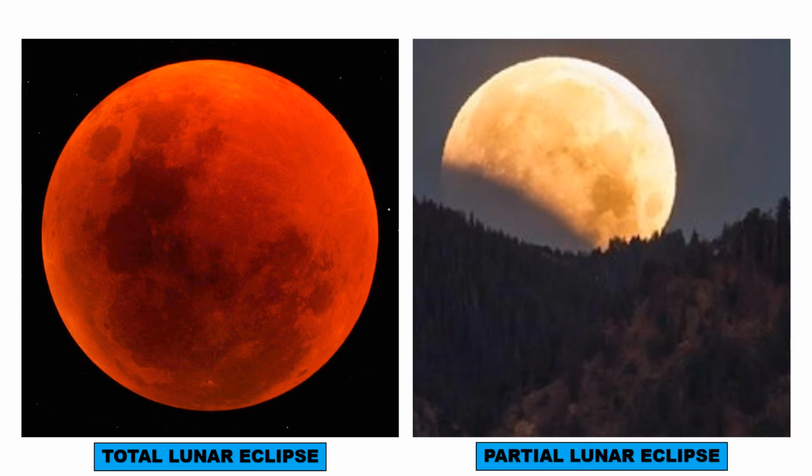A partial lunar eclipse happens when part of the moon enters Earth's shadow. In a partial eclipse, Earth's shadow appears very dark on the side of the moon facing Earth. What people see from Earth during a partial lunar eclipse depends on how the sun, Earth, and moon align.